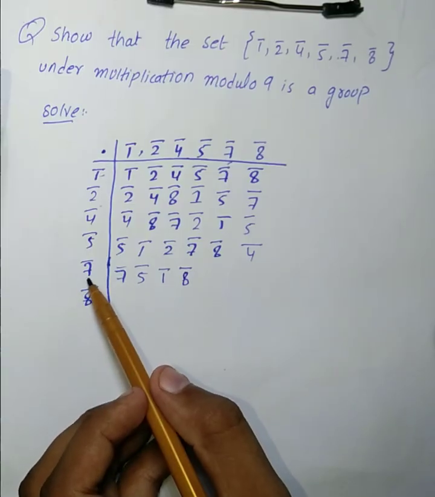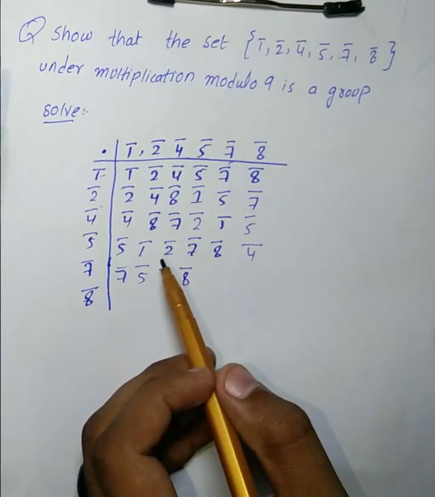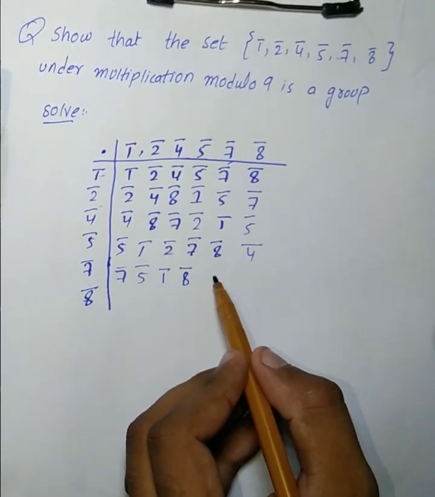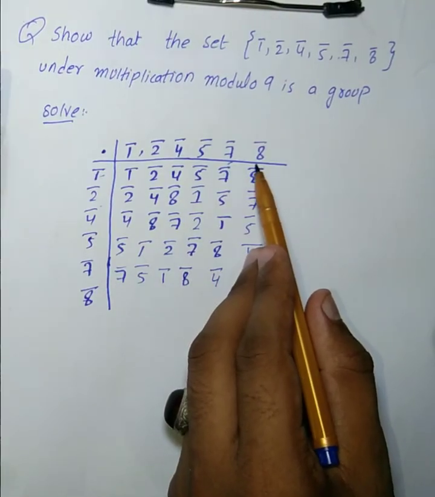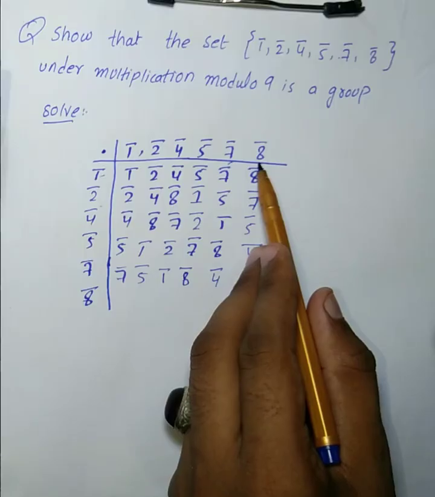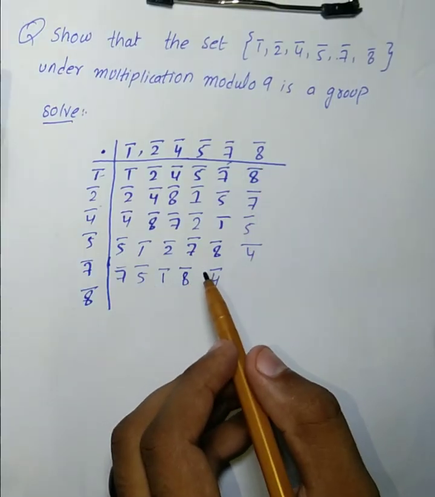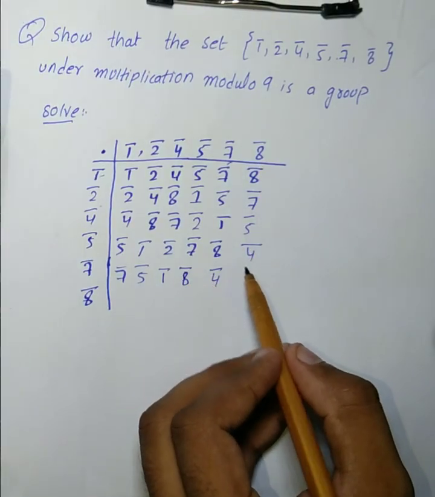and 7 sevens are 49, and the remainder is 4, and 7 eights are 56, and the remainder is 2.